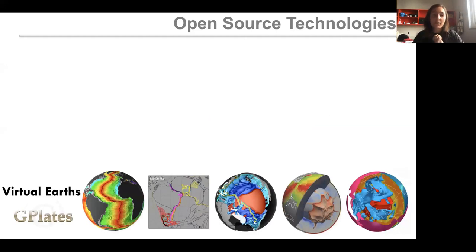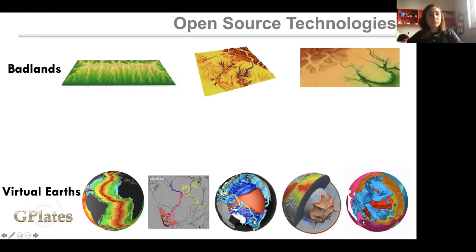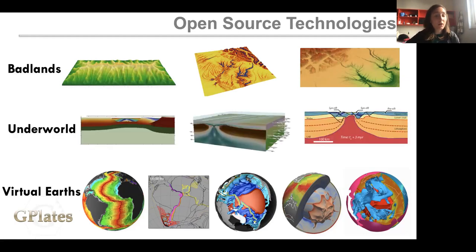It's the philosophy of the EarthByte group and of a lot of research groups in Australia and around the world. We really try to promote open source technologies. I think the most famous one that we have here is GPlates. We try to create some virtual Earths. We have the reconstruction here, but we also try to design some mantle convection models, as you can see here. We also have Badlands, which is the surface process code that we are using here. And we are using Underworld, which is developed by Louis' team at ANU.